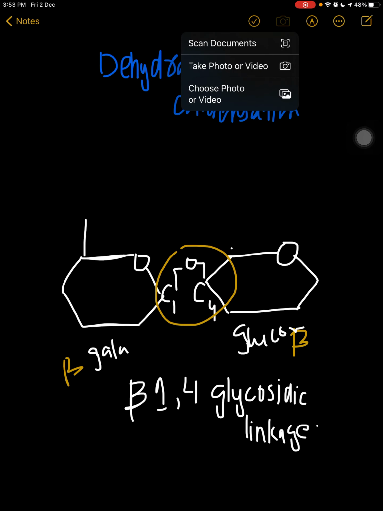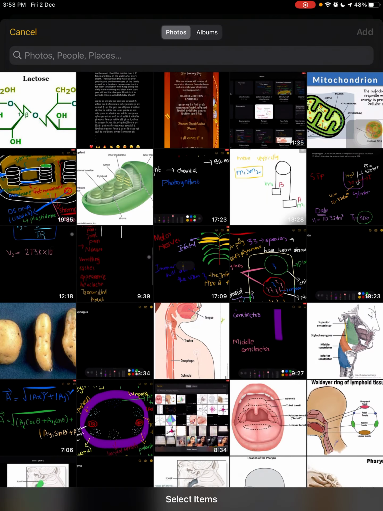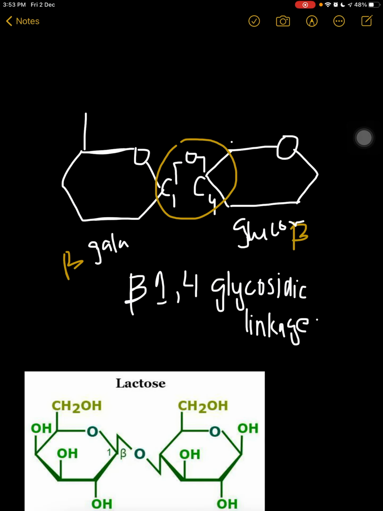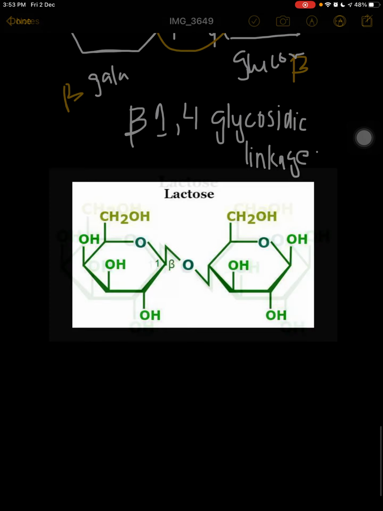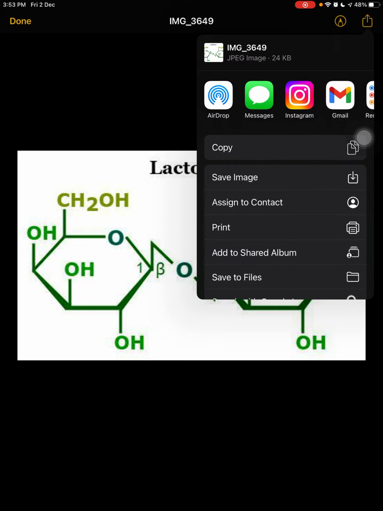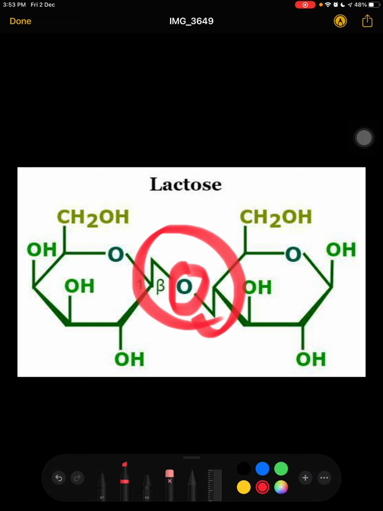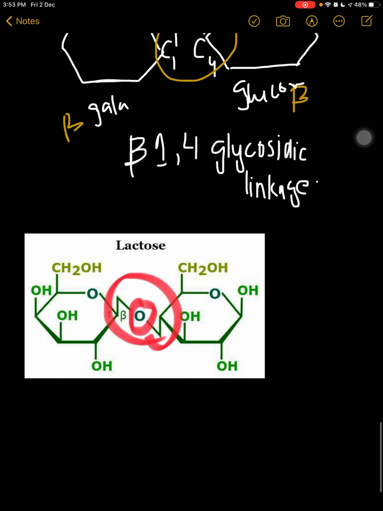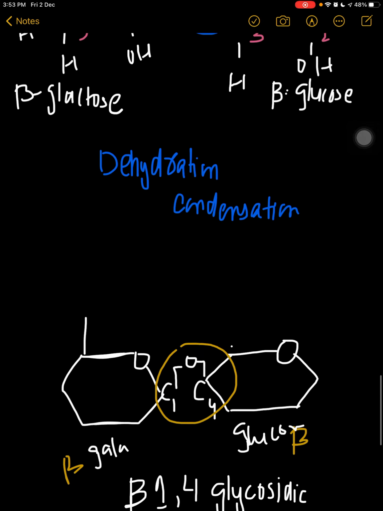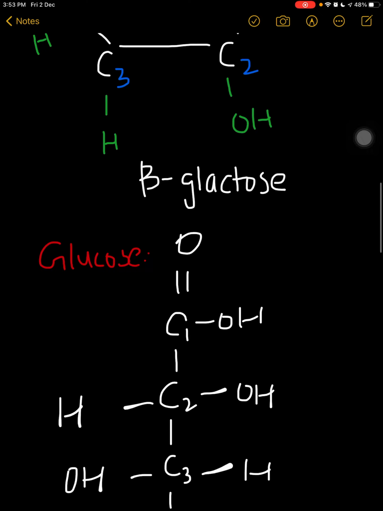So I hope this is clear to you, and I also have a diagram for you, as you can see over here. You can easily understand by this that here oxygen is there, and it is carbon number 1 and carbon number 4, right? So this is basically the lactose, which is your milk sugar. So I hope the concept is clear to you.